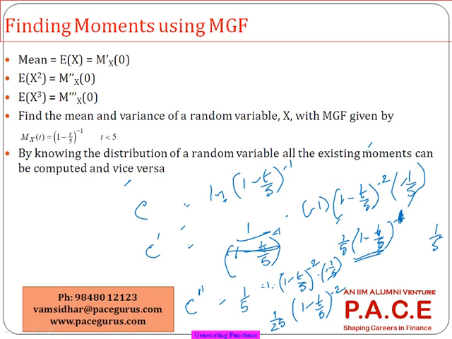You don't need to do expected value of x squared. You are not getting expected value of x squared anymore. You are directly getting the variance, which is nothing but expected value of x squared minus expected value of x whole squared. So using the cumulant generating function, that is the advantage that you may get.